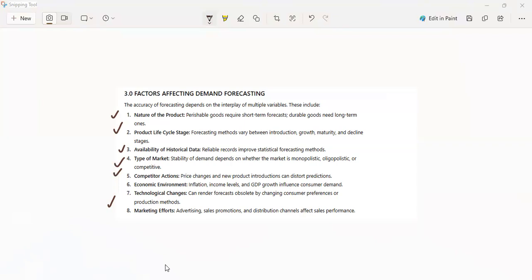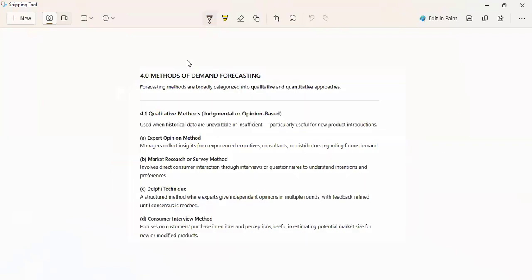We also need to understand the methods that we use for forecasting. So some of these methods, we actually use them in quantitative methods. The methods of forecasting that I use, number one, we have what we call qualitative methods. These qualitative methods, or judgment or opinion-based methods, are used when historical data is insufficient or unavailable.